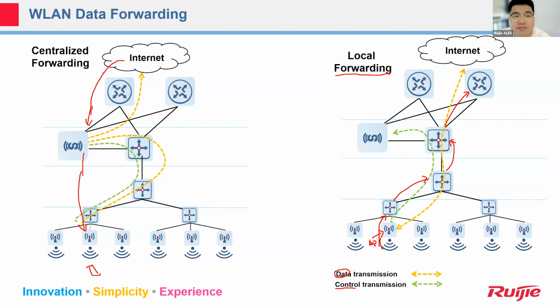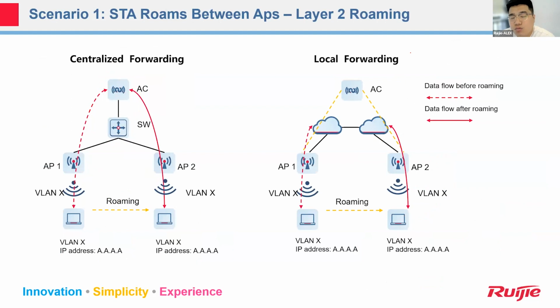And actually, since the forwarding mode is different, there could be some differences when, for example, the STAs roam inside the WLAN, and it will affect, for example, how the network works if the AC is offline. Okay, later we will mention it. At this page, you just need to know how the centralized forwarding works and how the local forwarding works. Okay, and next, let's see the roaming.